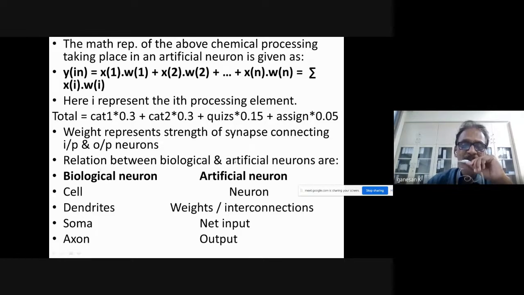Or in other words, you can see that there seems to be a close relationship between biological and artificial neurons. In a biological neuron, you have a cell; in an artificial neuron, we call it a neuron. You have dendrites; here, we call them weights or interconnections. You have the soma, which becomes your net input, and the axon becomes the output.